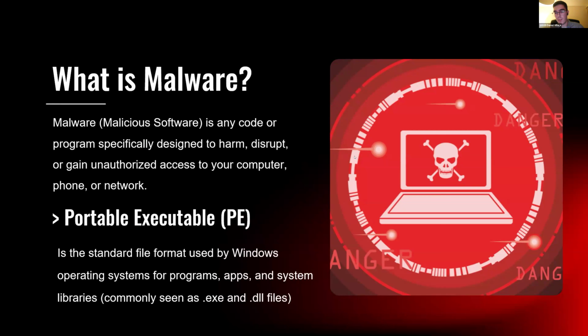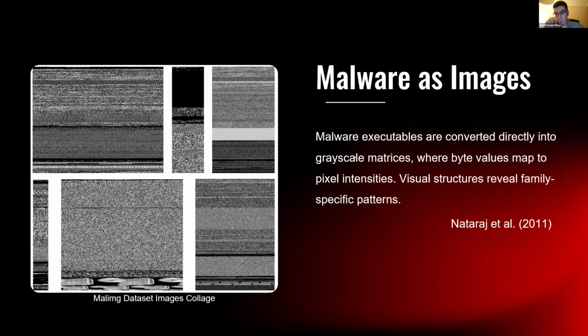So how do we actually analyze these PE files using neural networks? To analyze these files, we build on a foundational concept introduced by Lakshmanan Nataraj in 2011. The paper was called Malware Images: Visualization and Automatic Classification. We simply convert the raw executable binary directly into a 2D grayscale matrix, where each byte maps to a pixel intensity. This is powerful because malware from the same family reveals unique, highly identifiable visual textures. You can see some of those distinct structural patterns here in this collage.